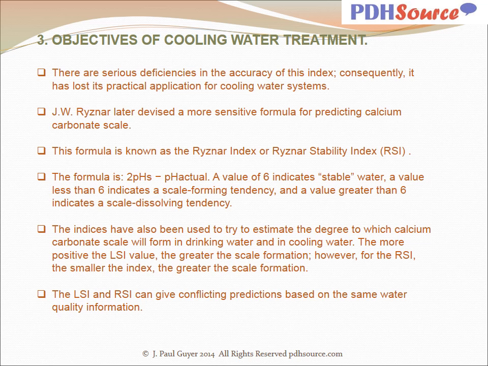The indices have also been used to try to estimate the degree to which calcium carbonate scale will form in drinking water and in cooling water. The more positive the LSI value, the greater the scale formation. However, for the RSI, the smaller the index, the greater the scale formation. The LSI and RSI can give conflicting predictions based on the same water quality information.